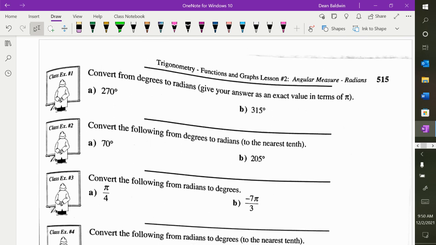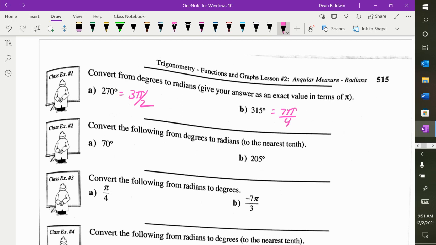All right. Convert from degrees to rads. We've already done this, but 270. What's 270? It's 3 pi over 2. It's 3 90-degree angles. 315 is a multiple of what angle? It's 45. How many 45-degree angles are there in 315? 7. When they're nice and easy like that, they're going to be a multiple of 90, 45, 30, whatever all those things are.